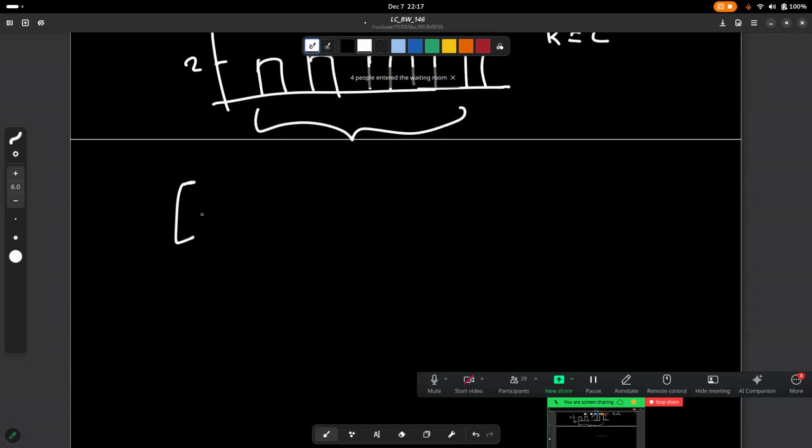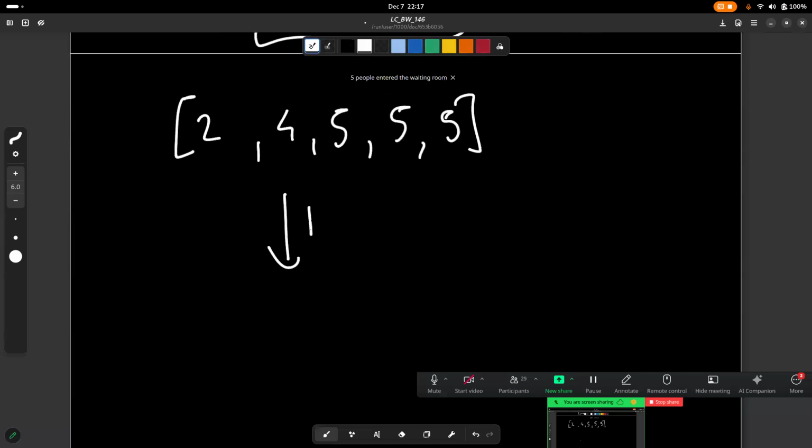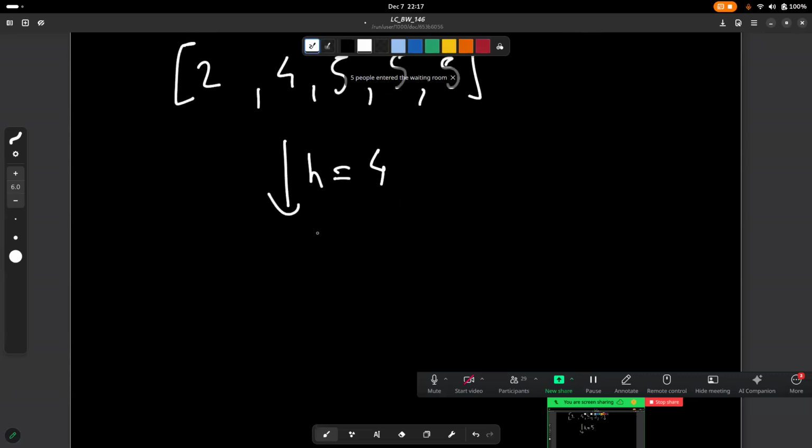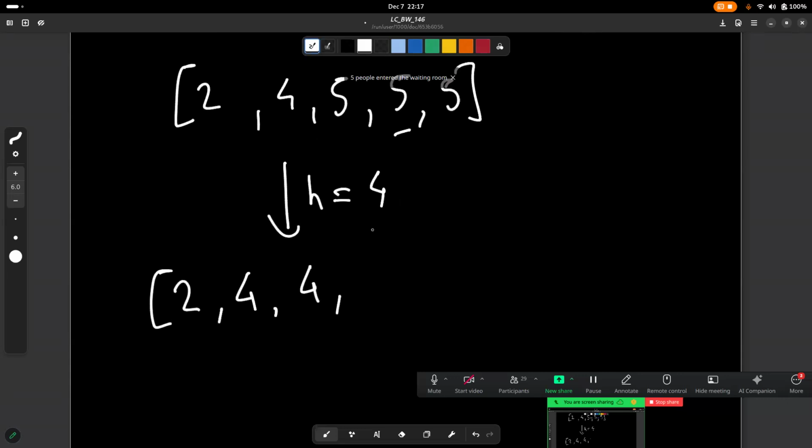So if you look at this operation in terms of numbers, it will be like 2, 4, 4, 5, 5, and 5. You select h equal to 4. Now 2 is less than 4, no change. 4 is equal to 4, no change. 5 is strictly greater than 4, so you can change 5 to 4. The same for the other 5s, change them to 4.